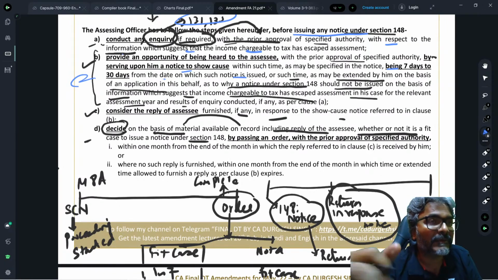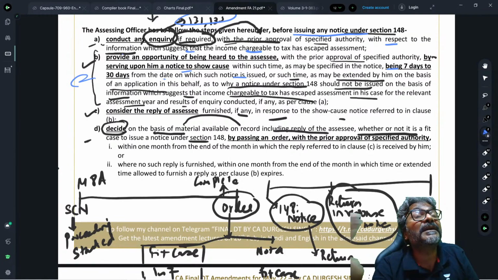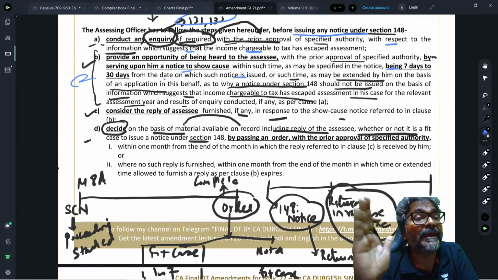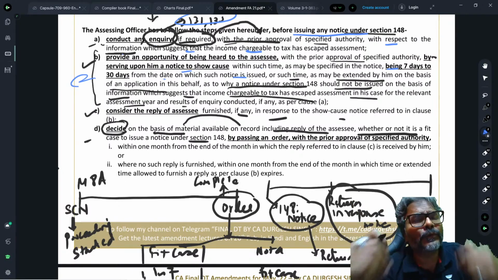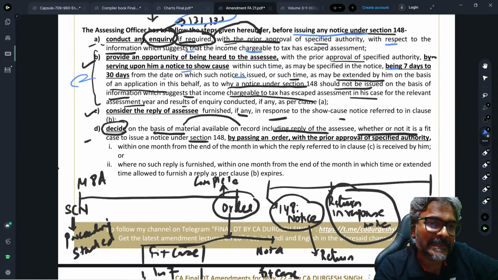Answer is yes. Otherwise, how will the assessee come to know what triggers you to give me a show cause notice of 148A, whereby you are telling me that you want to do a reassessment? How do I come to know that? So should that information be disclosed by the AO in the show cause notice issued under 148A? And the answer is yes.